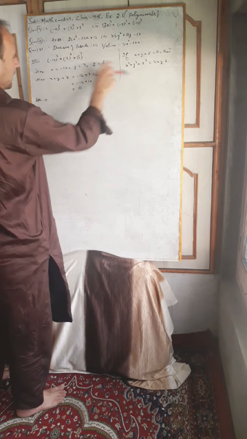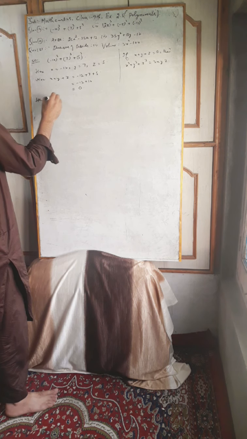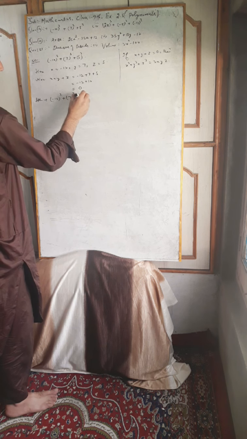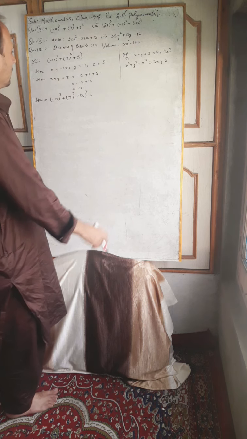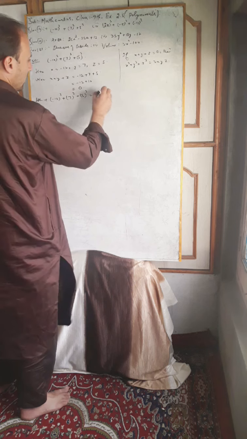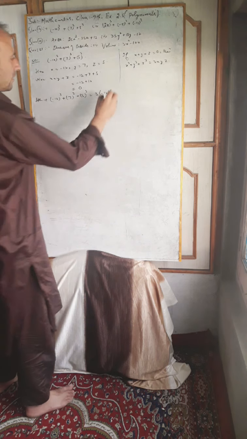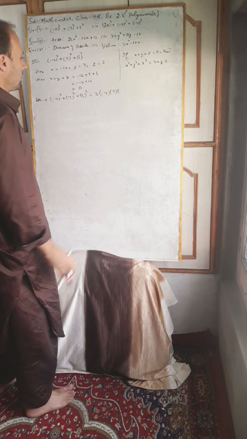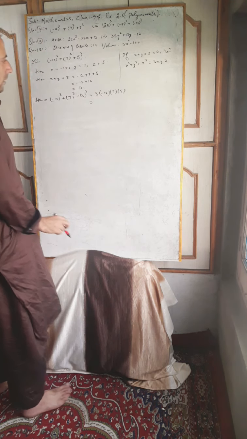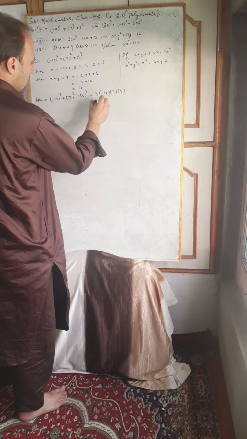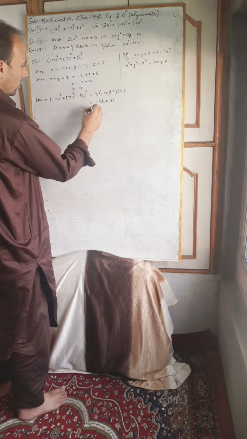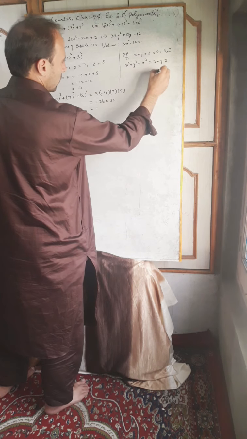we can directly write minus 12 cube plus 7 cube plus 5 cube is equal to 3xyz. In place of x we have minus 12, in place of y we have 7, and in place of z we have 5. So it will be equal to 3 times minus 12 is minus 36, into 7 times 5 is 35. So it will be equal to minus 36 into 35.